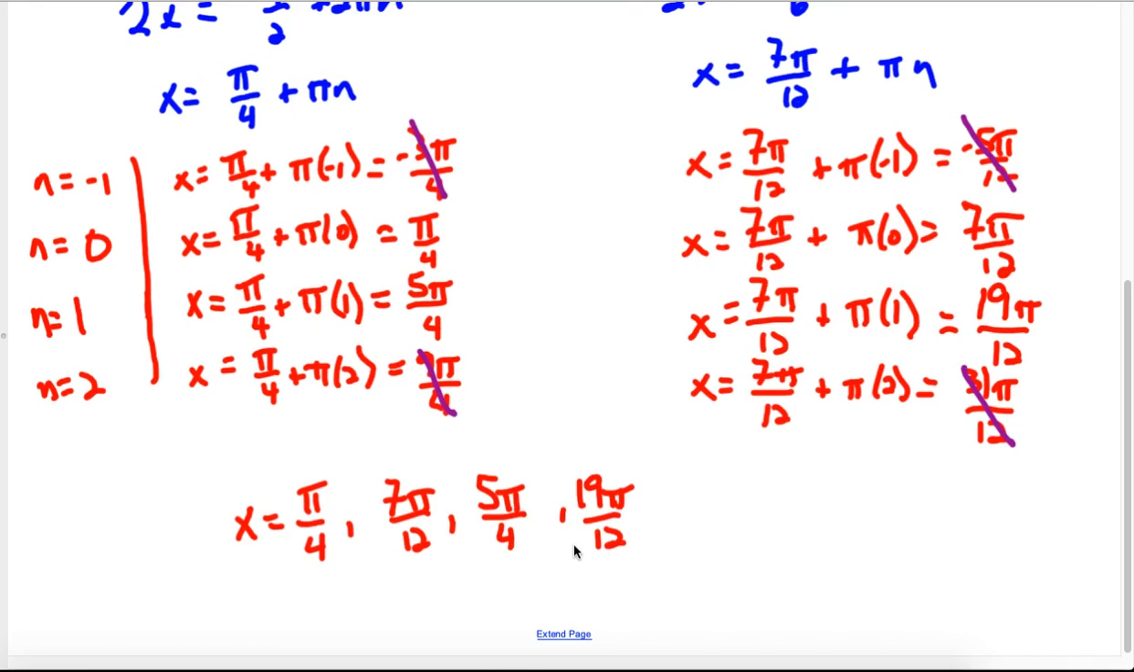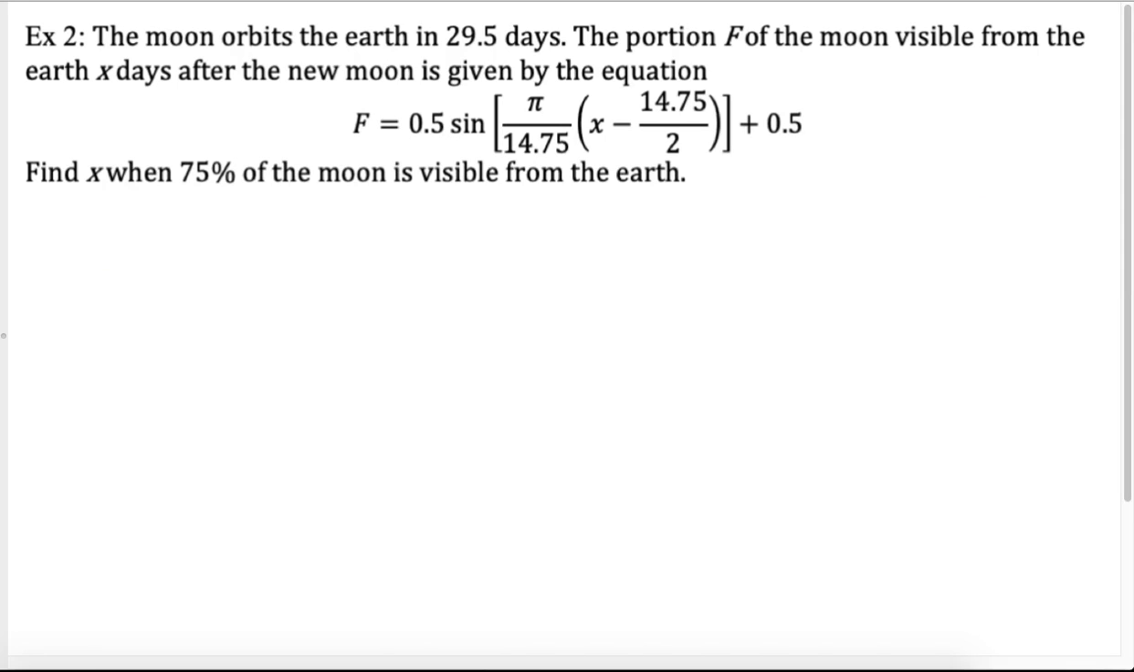All right, let's do one final example with a story problem here. This one says the moon orbits the Earth every 29.5 days. And we have this function here to model the portion of the moon visible from the Earth x days after the new moon. We want to figure out when 75% of the moon is visible from the Earth. Well, to do that, if f is the percentage, we're just going to set 0.75 equal to this. So I want to take this equation, now setting f equal to 0.75, and solve.